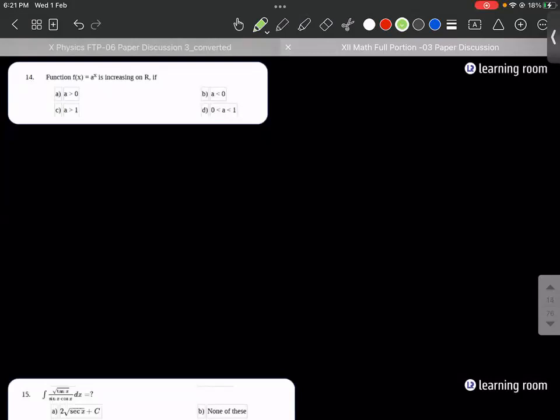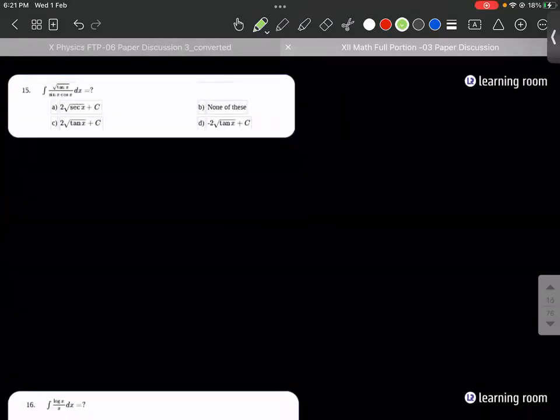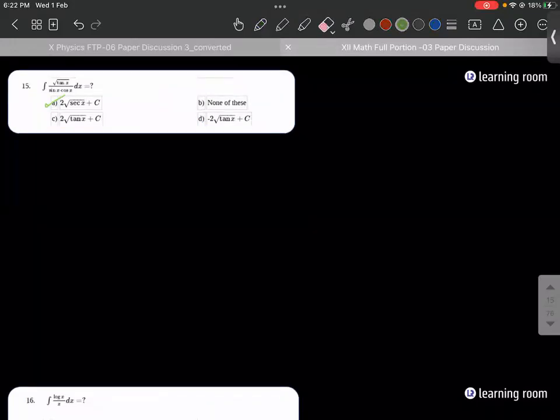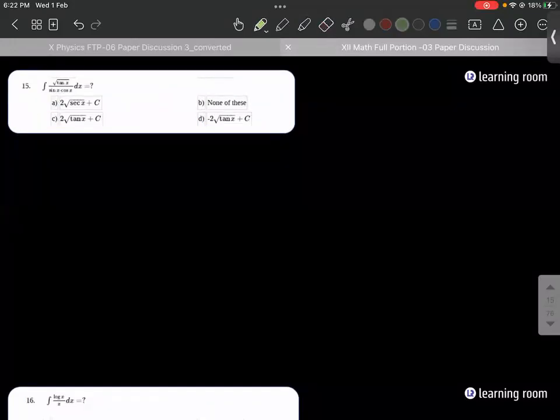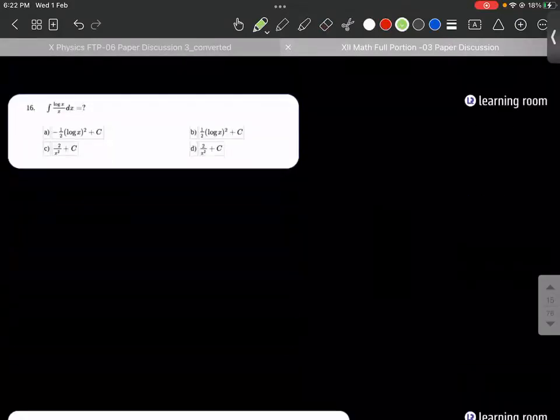f of x is equal to a power x is increasing on R if a is greater than 0. So integral of root of tan x by sin x into cos x. This is a repeated question. It is 2 root of secant x plus c. Sorry, 2 root of tan x plus c. This I have solved many times.